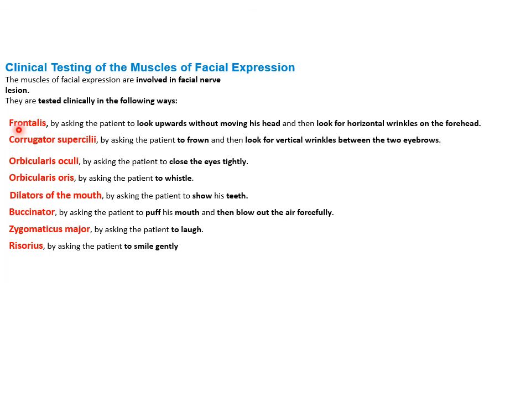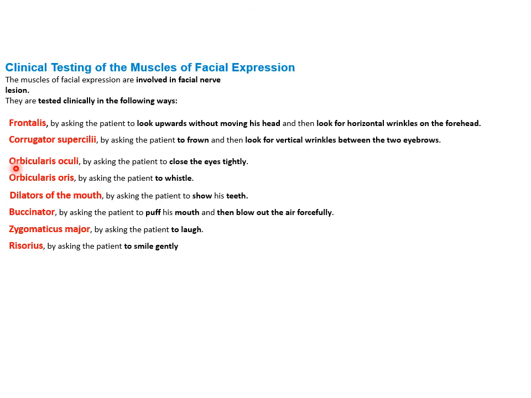We can test the frontalis muscle by asking the patient to look upward without moving his head, and then we look for horizontal wrinkles on his forehead. If the horizontal wrinkles are present, it means that the frontalis muscle is intact. To test the corrugator supercilii, we ask the patient to frown and then look for the vertical wrinkles between the two eyebrows. If these vertical wrinkles are present, it means that the corrugator supercilii is intact.